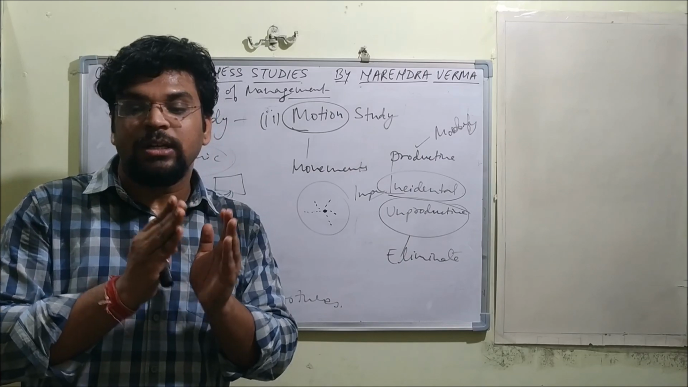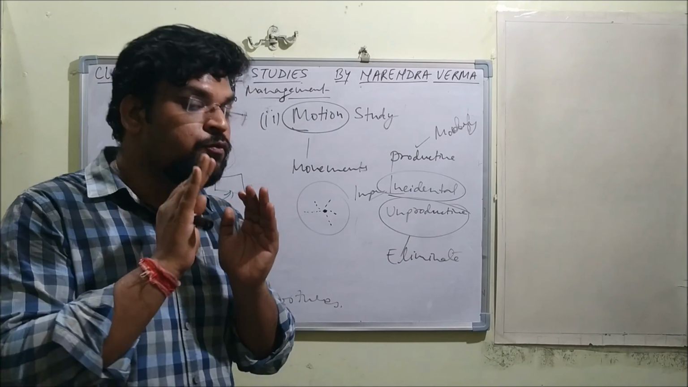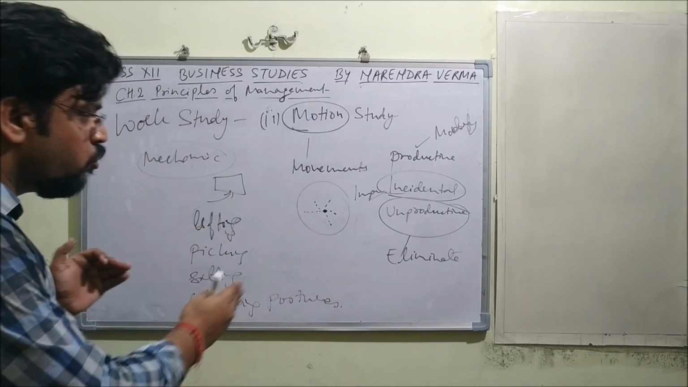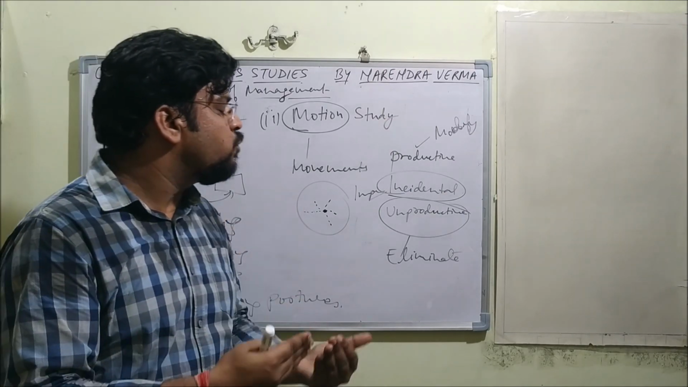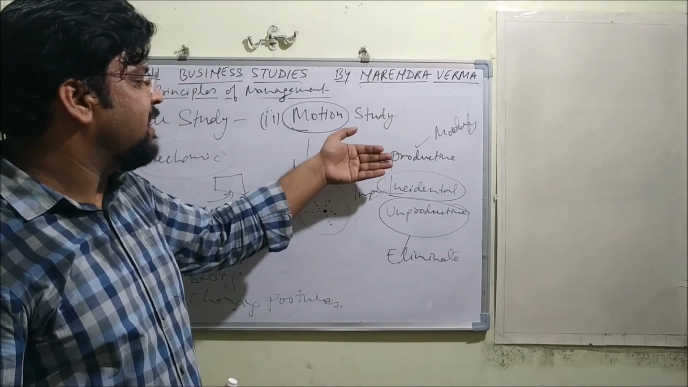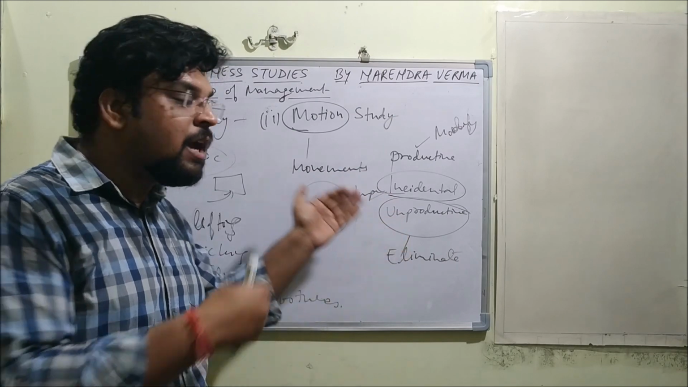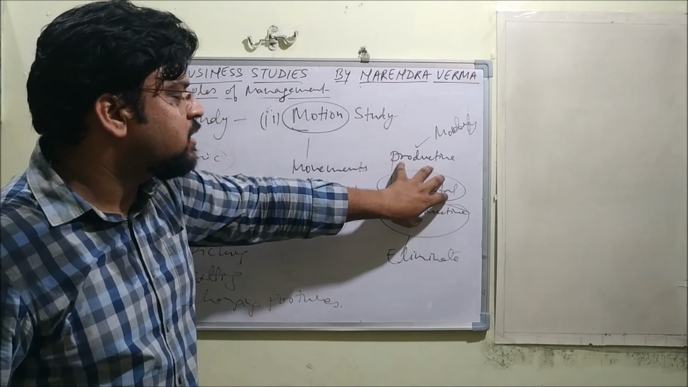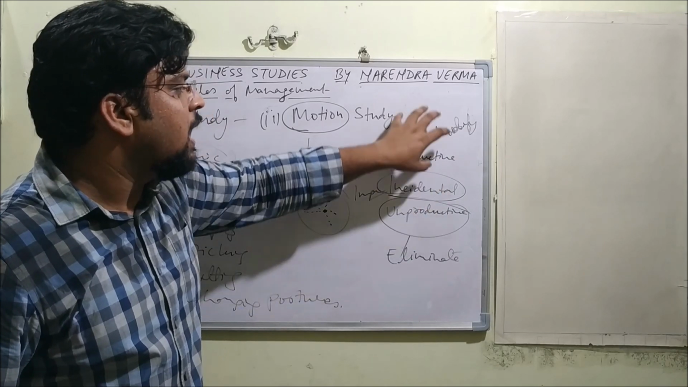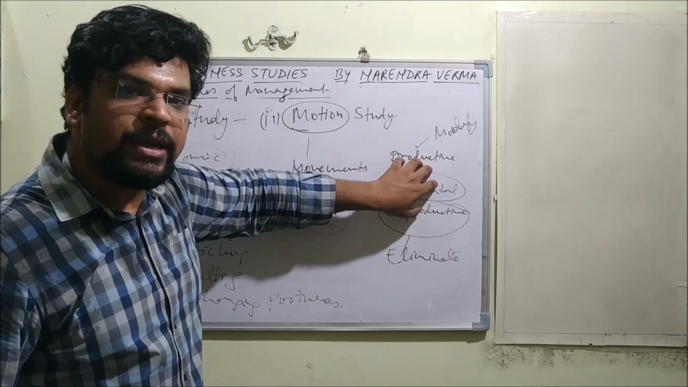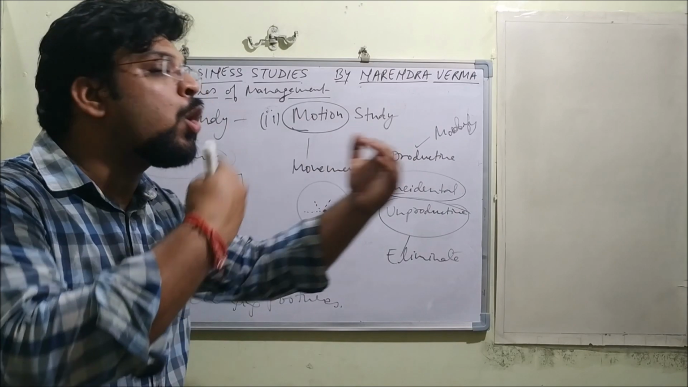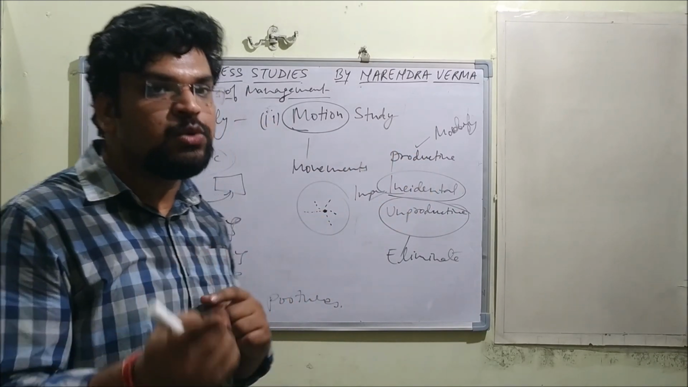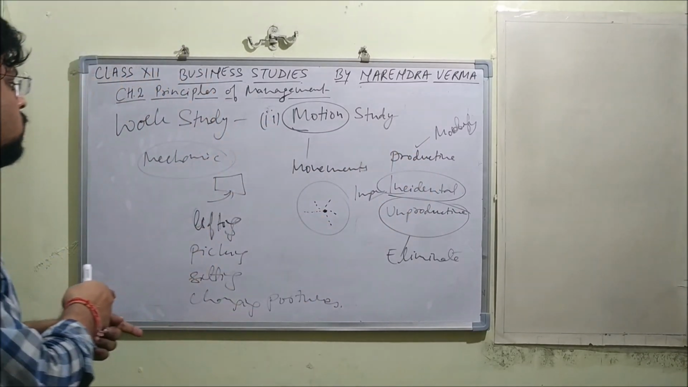So the very first step is determination of movements. How many kinds of movements are there? Then you have to determine which are productive, which are unproductive, which are incidental, and how these can be improved, eliminated, or reduced by establishing a better system, and how they can be modified, so that more work can take place in less time. That is what motion study is all about. All right.